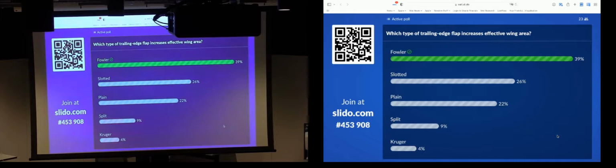The A350 and the 787 are a little different. They don't have much Fowler motion. They just tend to move down and open up that slot. That means they're lighter, all else remaining equal.